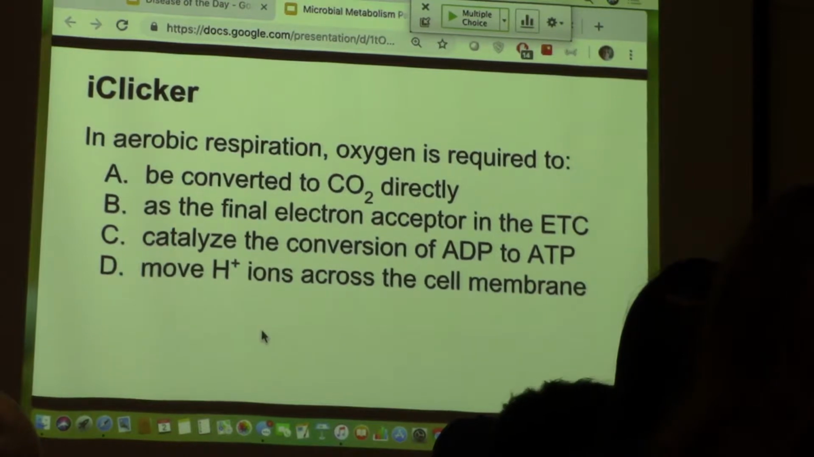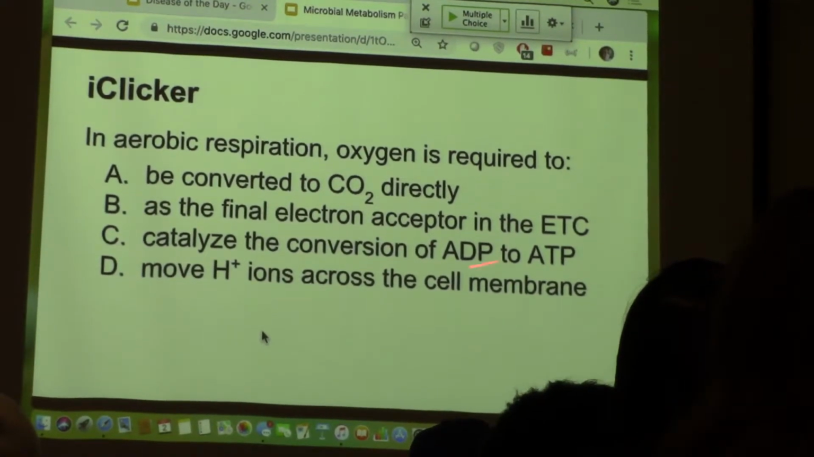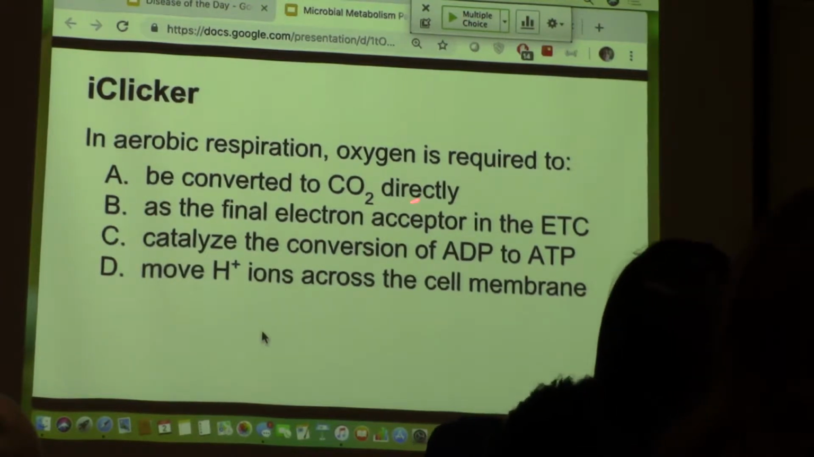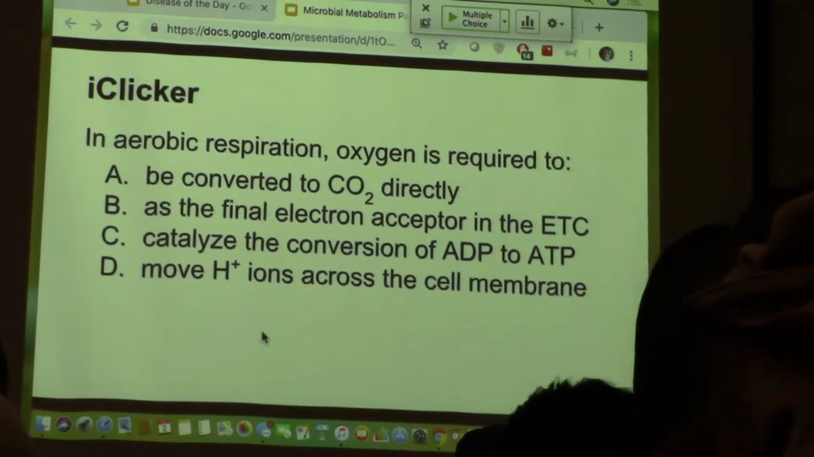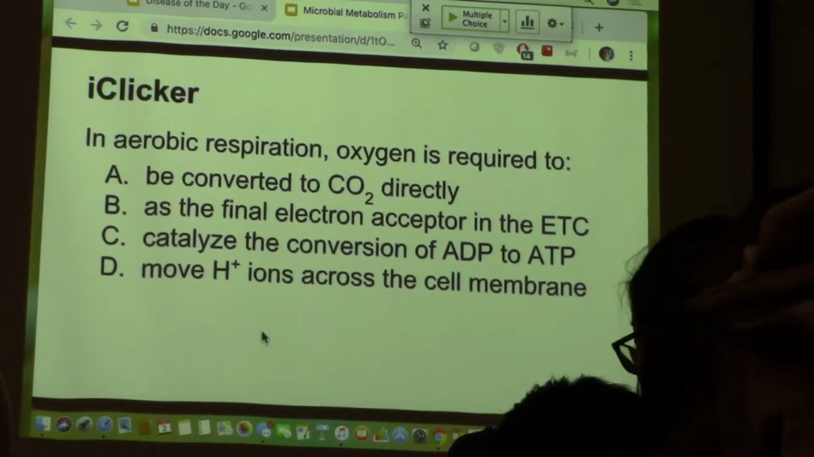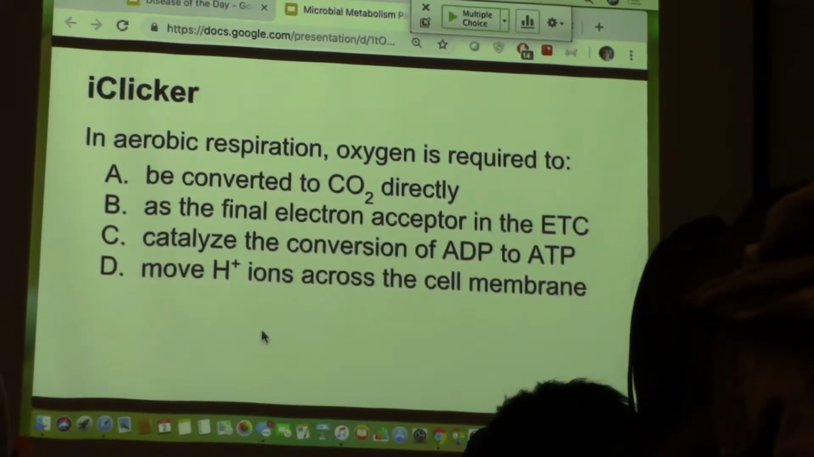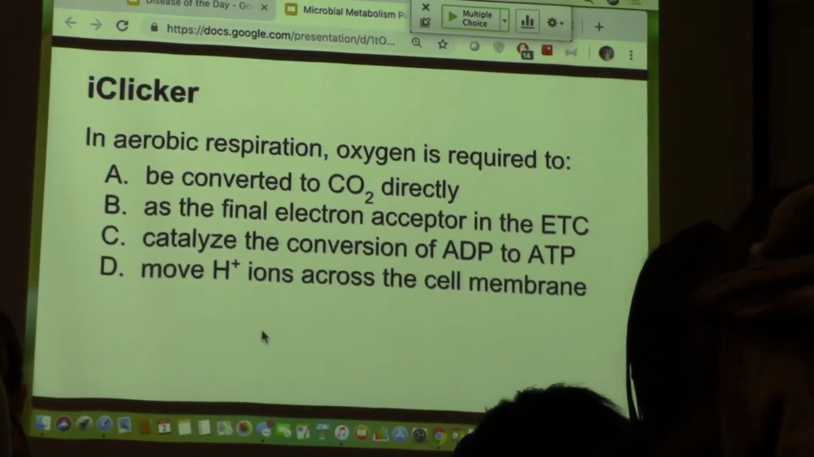I hope. All right. So oxygen doesn't move hydrogen ions across the membrane. It doesn't catalyze this conversion, and it has nothing to do with CO2. What it is, it's the place those electrons go. It's the final acceptor of electrons. After they've gone through all of the stairs, the cytochromes, right? They're going to land on, I didn't show it here, but they're going to land on oxygen.